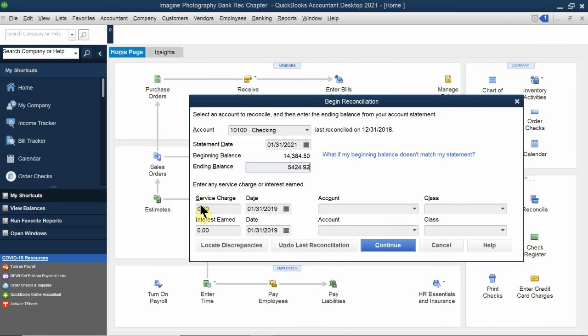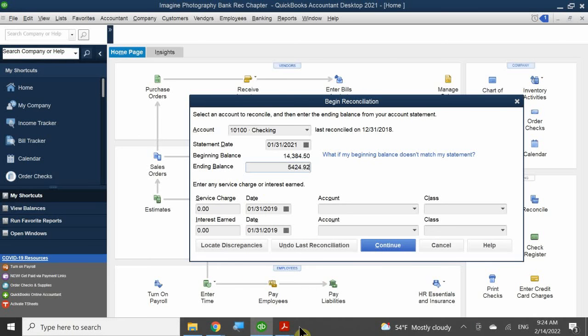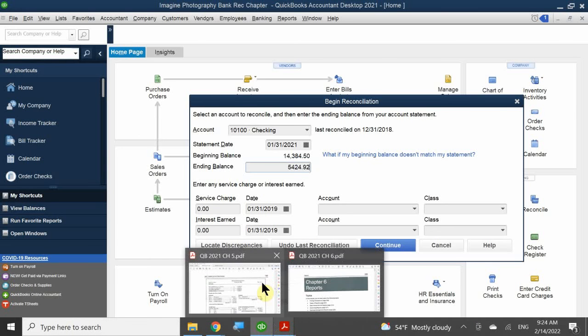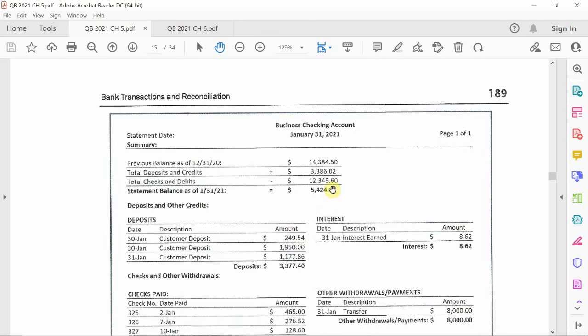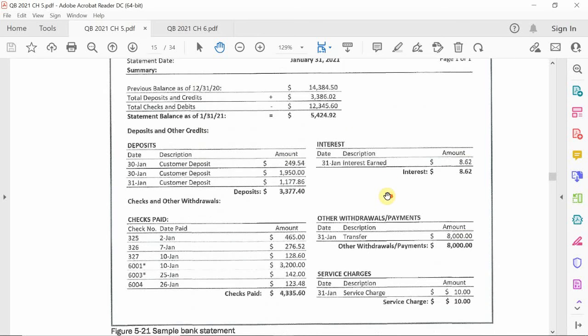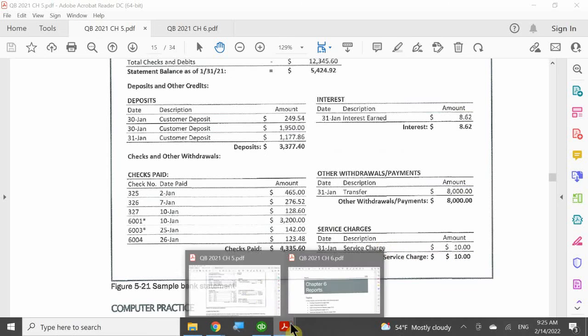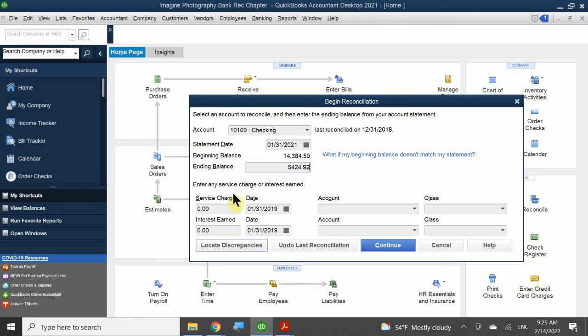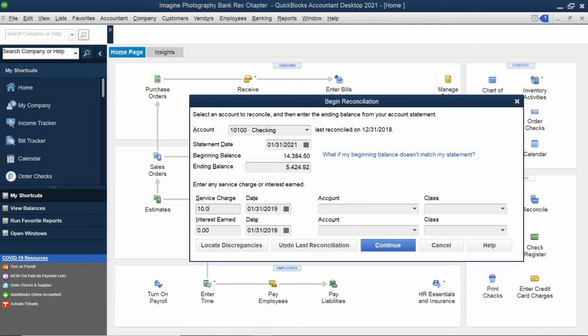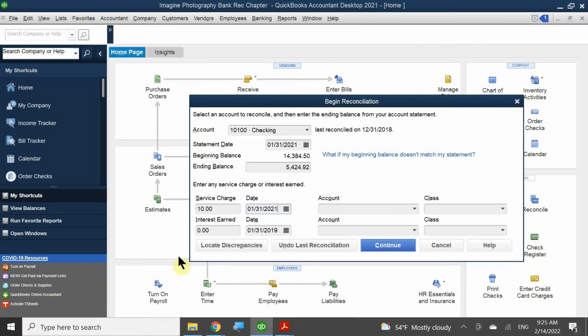Okay? And of course, now we're going to fill in all our extra information. So again, what about service charges? Did my bank account get charged for services? Well, let's take a look. Service charges. Yes, we got one on January 31st. Service charge for $10. So in this case, that's what I got to plug in. I got charged $10 on the 31st, 21.